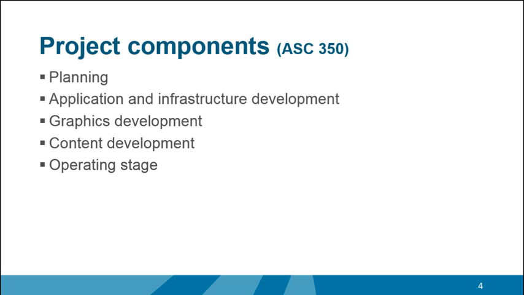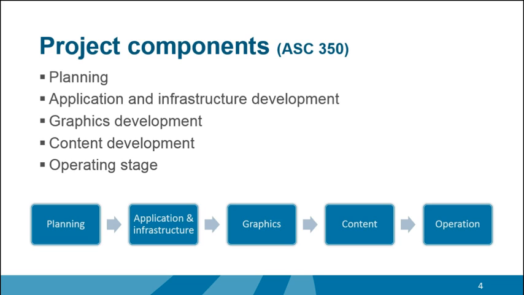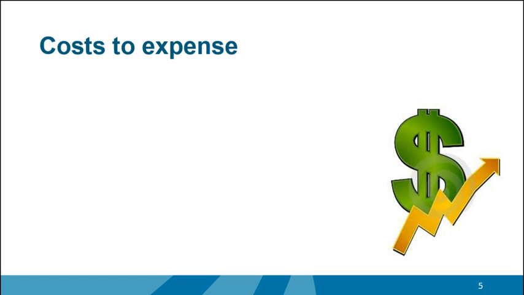The operating stage generally occurs when all development is complete and the site is published. This stage also includes the training, administration, and maintenance of the website. Now let's get back to expense or capitalize. Costs that should be expensed include anything within the planning stage.